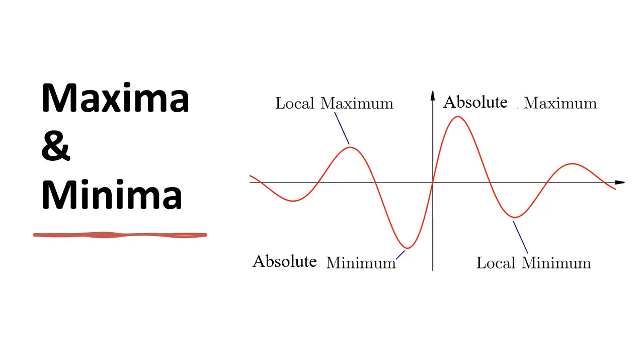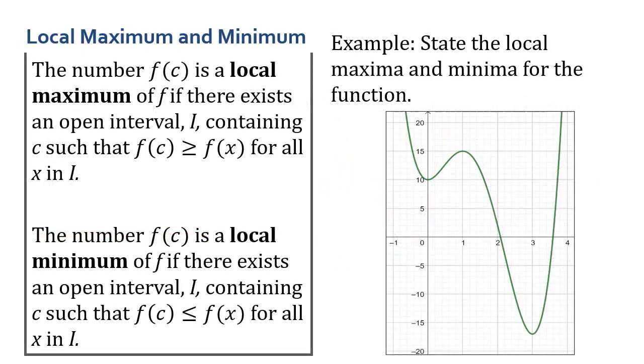You can see on the graph the absolute maximum is the largest value the function takes on. Conversely, the absolute minimum is the smallest value the function takes on. We will discuss absolute maximum and minimum values once we get to optimization. So for now, let's focus on local maximums and minimums. Let's define these more formally.